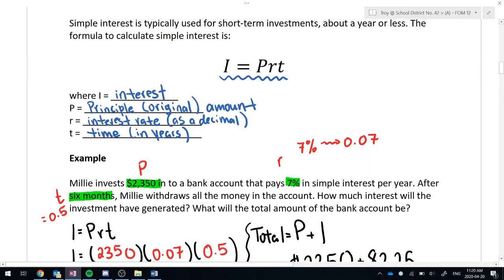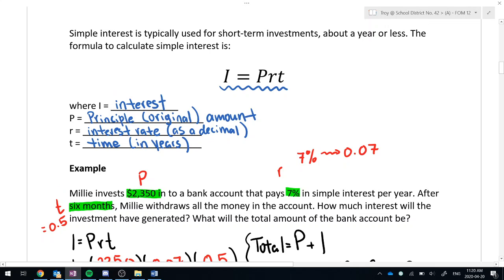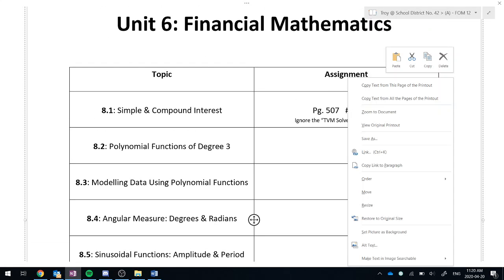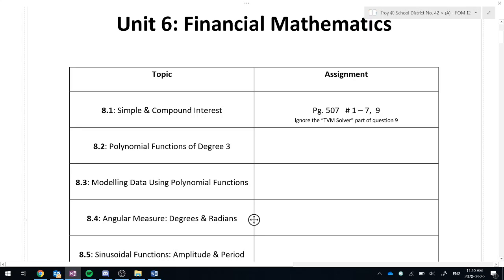So the only thing we have to remember, I equals PRT. I guess you can pause the video here, if you want to have this on your screen for you. But there's only one question in the book that deals with simple interest. So the assignment starts on page 507. I only want you to do question 1. Okay, just do question number 1. That's all I want you to do. Well, I would like you to do more, but there's only one question on simple interest in the book. So just do question 1.